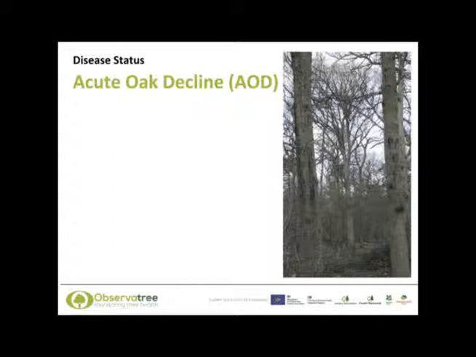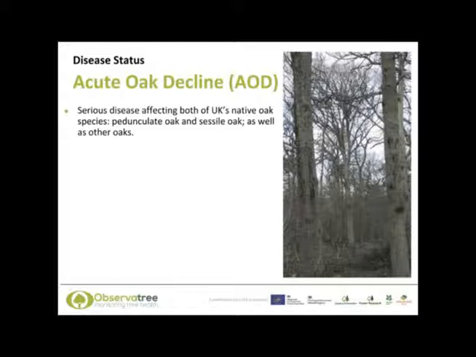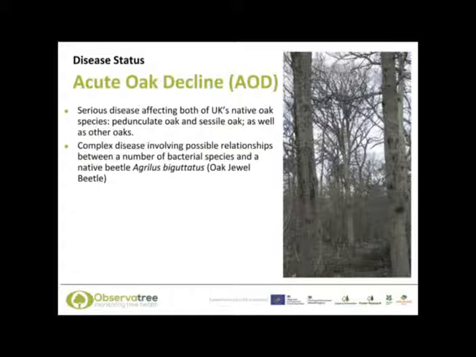The tree disease that I'm going to talk about next within our Observatory Priority Pest and Disease series is Acute Oak Decline, or AOD. This is a serious disease affecting both of our native oaks. It's a complex disease and it involves possible relationships between a number of bacterial species and a native beetle, Agrilus bigottatus, or the oak jewel beetle. This disease has affected thousands of our oaks, mostly across East Anglia, Midlands and South East England.